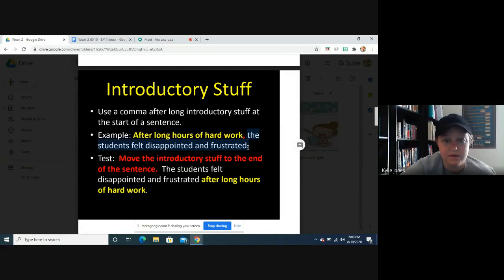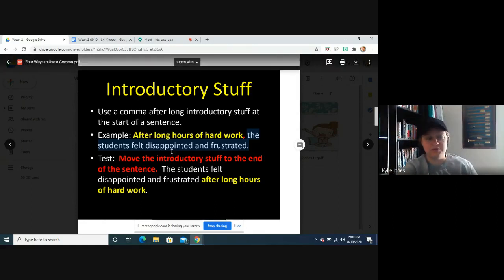And then right here, this part, the students felt disappointed and frustrated. That is a complete sentence. So you start off with a fragment, after long hours of hard work. Then you put your comma to give it the introduction part. And then you write the rest of your sentence. The students felt disappointed and frustrated.